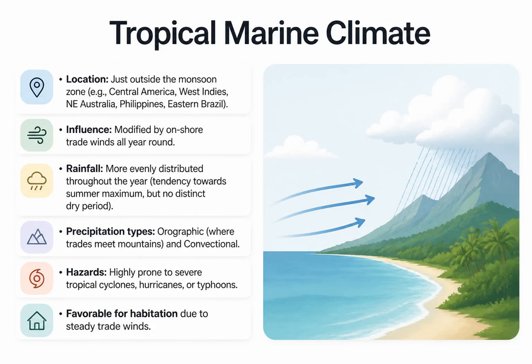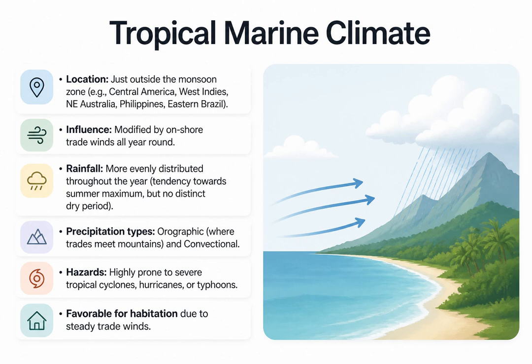Just outside the main monsoon zones, we find a variation called the tropical marine climate. You'll see this in places like the West Indies, the Philippines, and eastern Brazil. Instead of a seasonal wind reversal, these areas are constantly influenced by onshore trade winds coming off the ocean. Because of this steady supply of moisture, the rainfall is much more evenly distributed throughout the year. There is no harsh dry season.